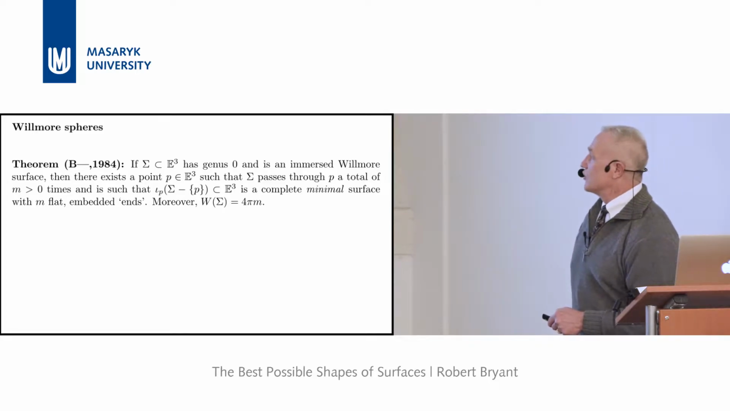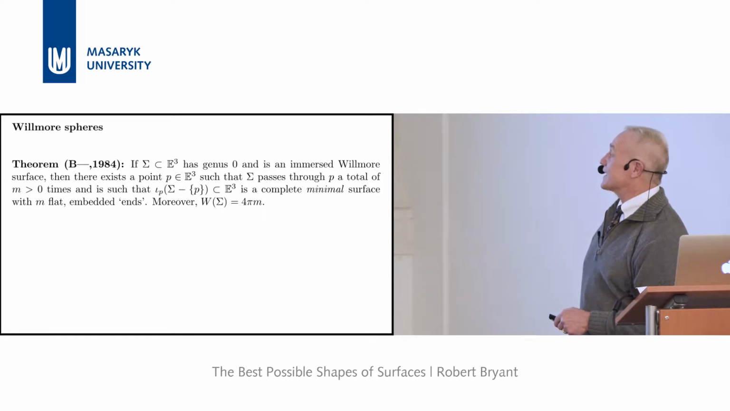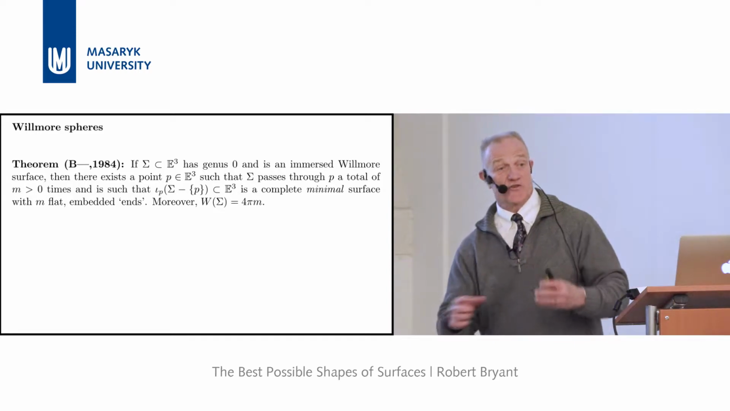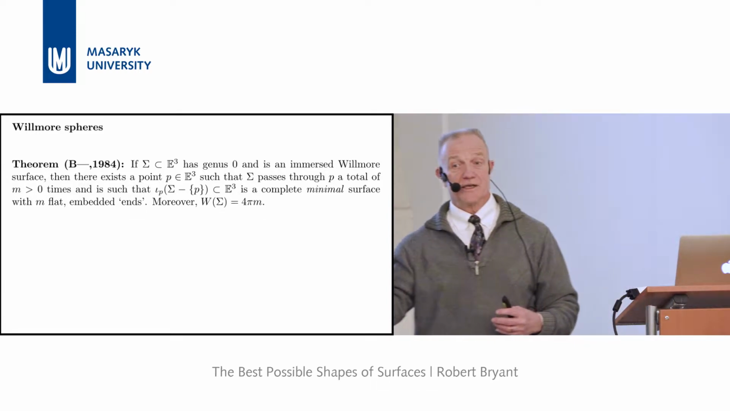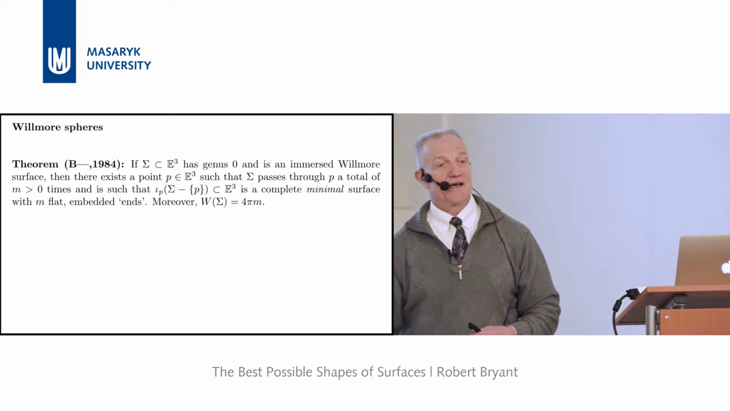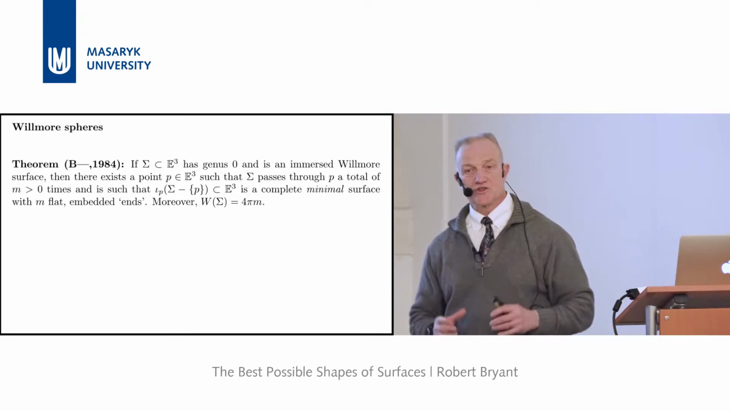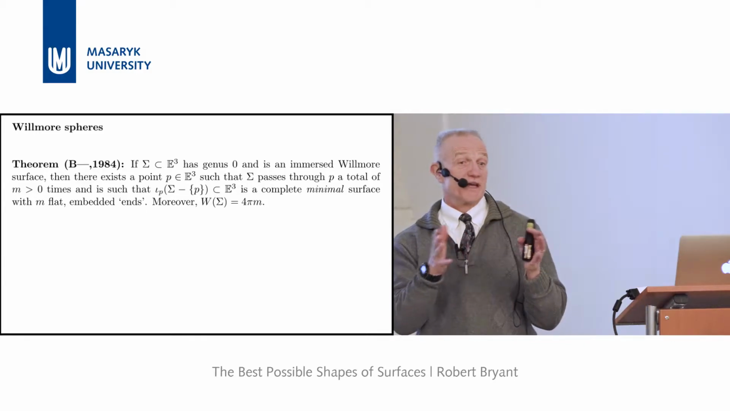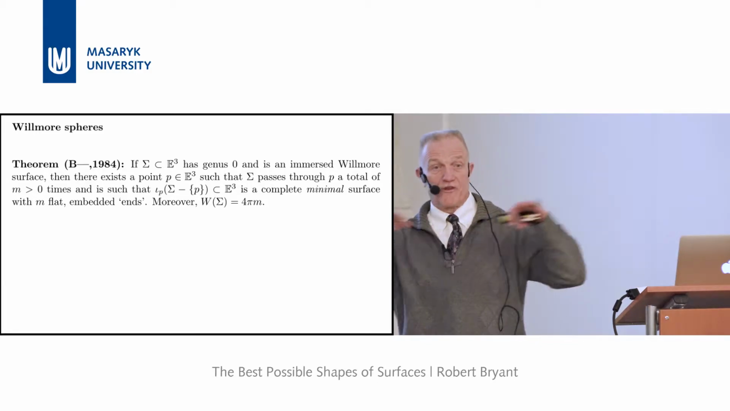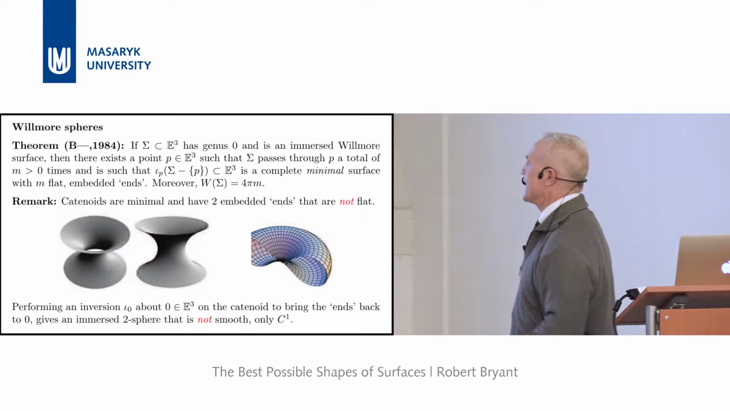And moreover, the Willmore integral is exactly 4 pi m, which we know is at least 4 pi m by Li and Yau, but it actually equals 4 pi m in that case. So the Willmore spheres are actually very rigid, very constrained. They basically come from minimal surfaces in 3-space with flat ends. And what do I mean by flat end?